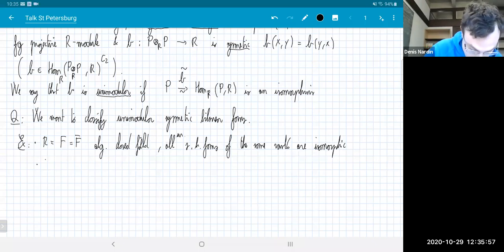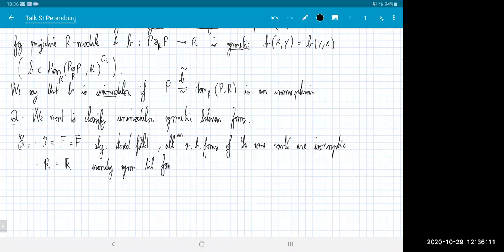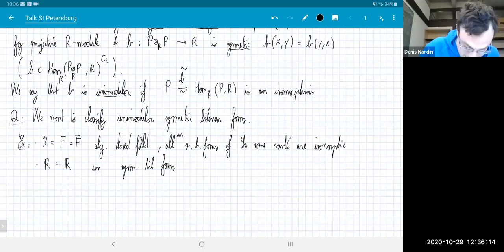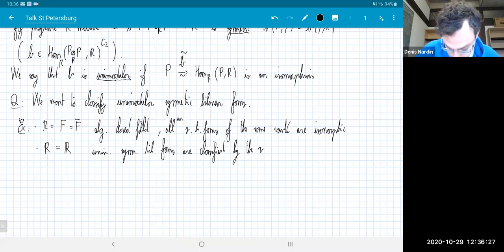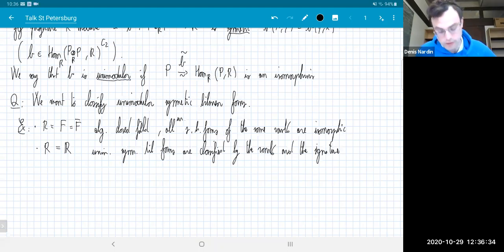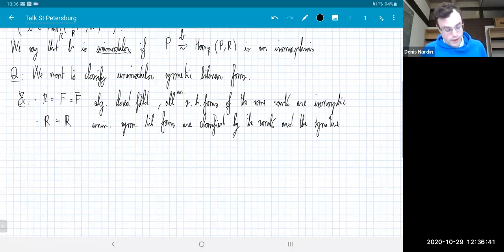So, okay, that's one example. When R is the field of real numbers, unimodular symmetric bilinear forms, you distracted me, non-degenerate symmetric bilinear forms are classified by the rank and the signature, which you can think of as, I don't know, the dimension of the biggest positive definite subspace. Don't want to give too many details now, but okay.